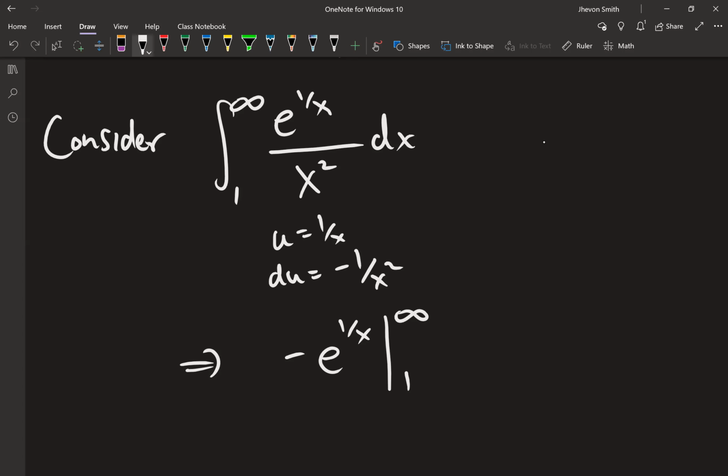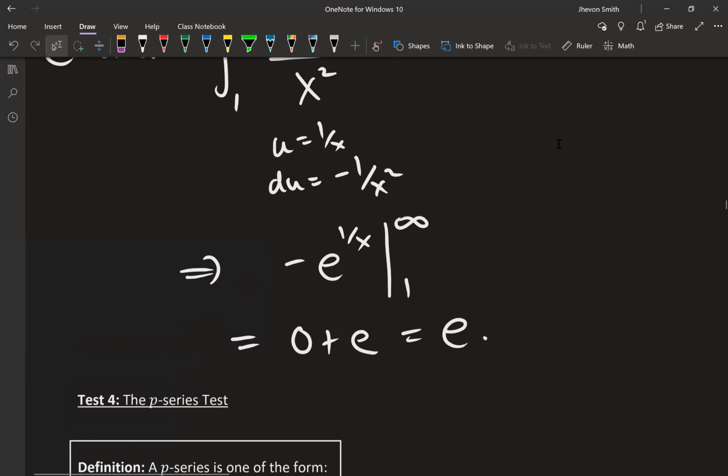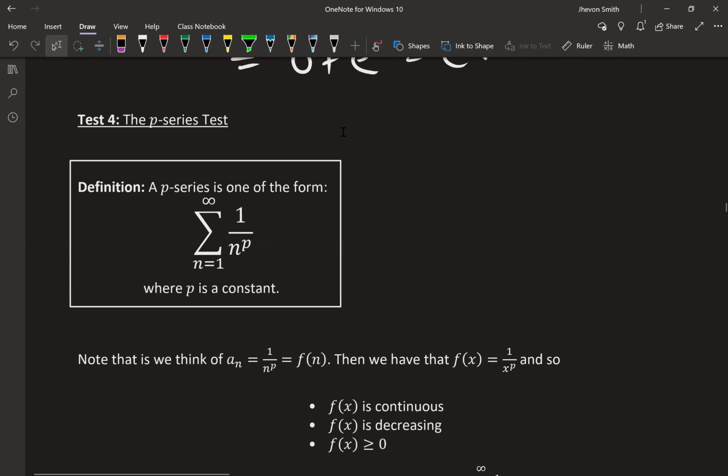Now, if I plug that in, plug in infinity here, I would get 0, and plugging in 1, I would actually get not 1, I would get e. This is going to be 0 plus e. In other words, e. So the improper integral converges to e. Now that's going to be greater than or equal to whatever the series actually converges to. So this means we're running into the other guy here.